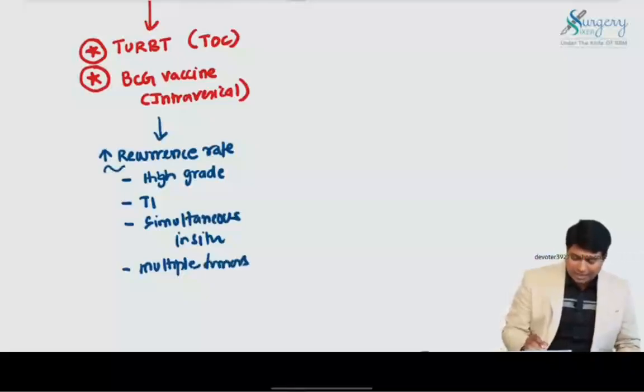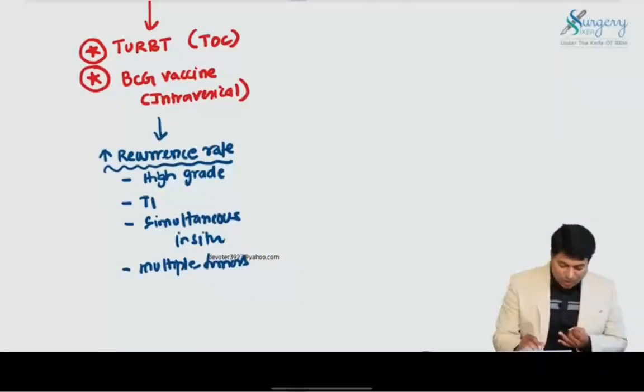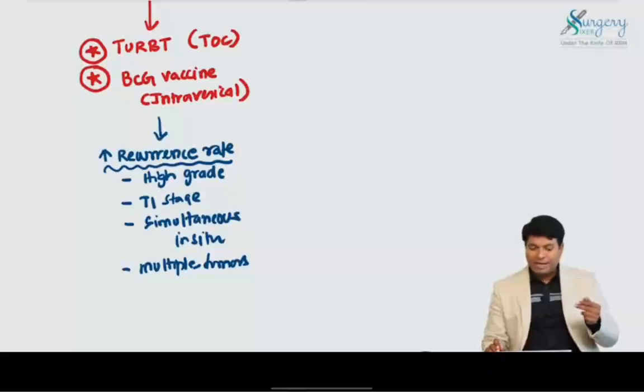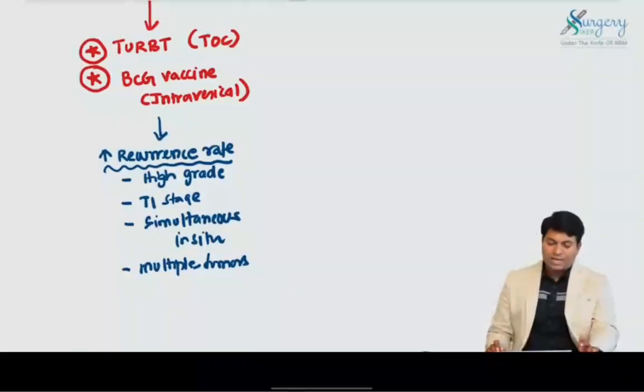So what are the causes of increased recurrence after TURBT? If there is a high-grade tumor, or if it is T1 stage with involvement of mucosa. Ta has a good prognosis, T1 a little less. Simultaneous in situ cancers and multiple tumors are also reasons for the recurrence rate.